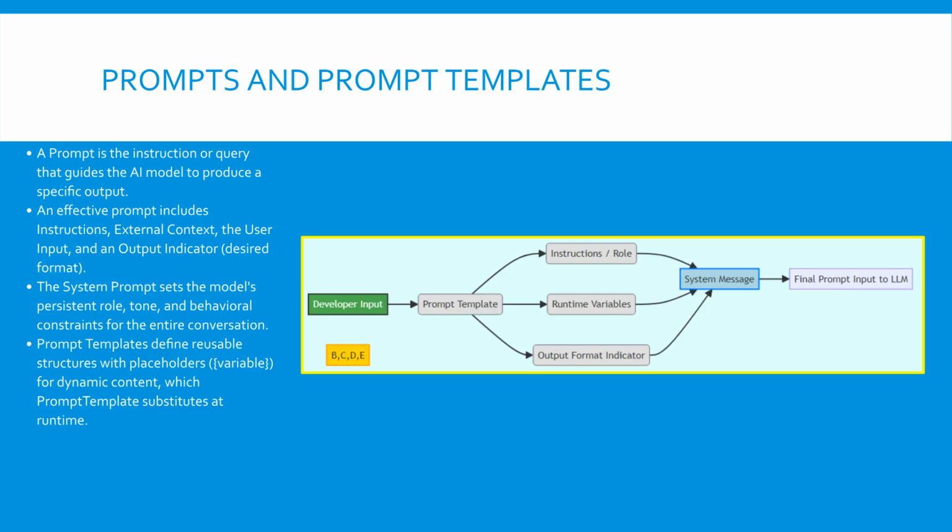All these pieces combine to form the final prompt, which is the complete instructional message sent to the large language model. Using templates ensures that every time you call the AI, it receives a well-formed, specific, and effective set of instructions, leading to more predictable and higher quality results.